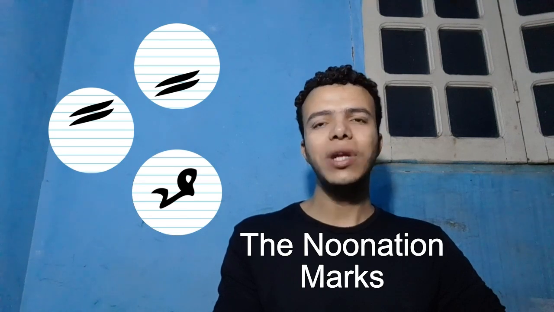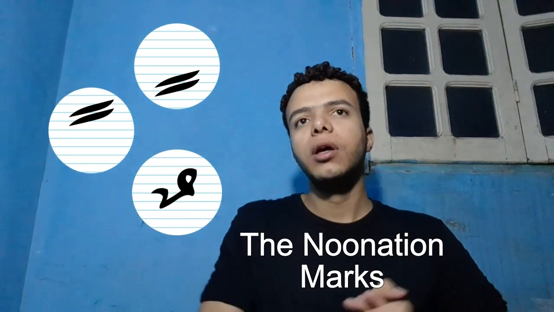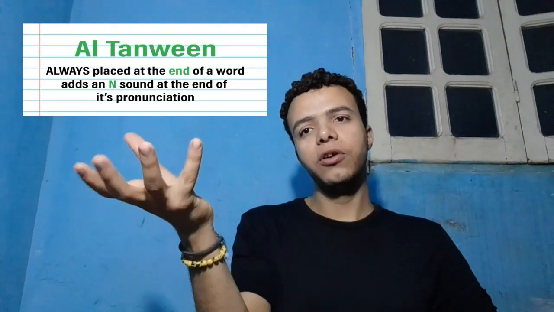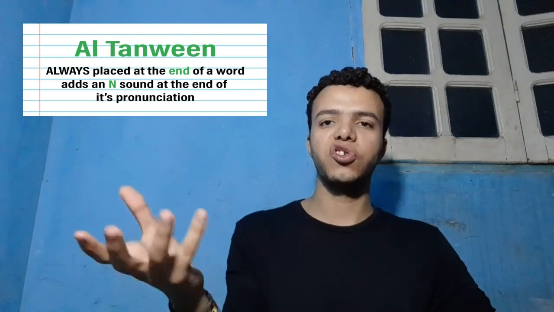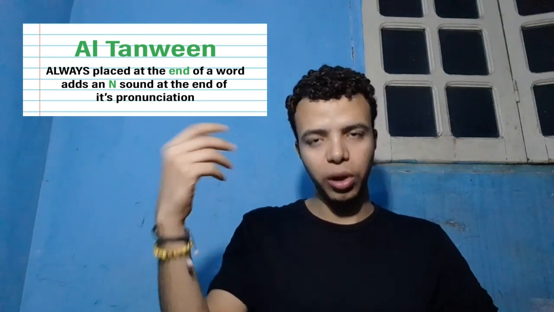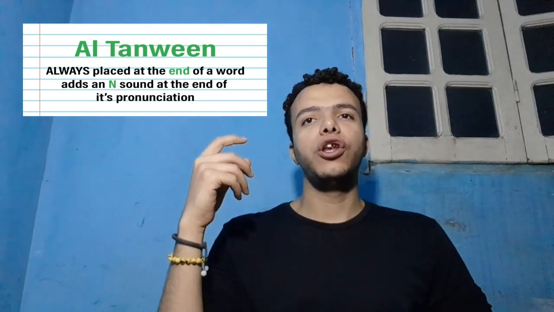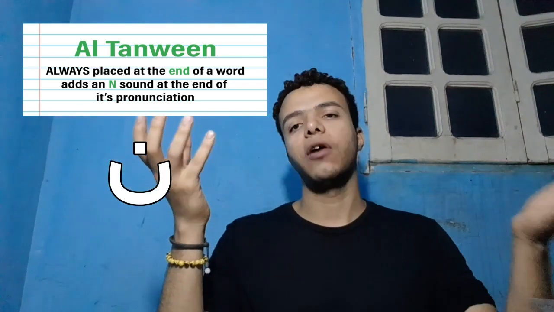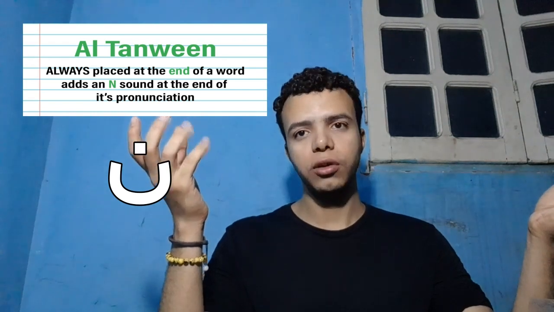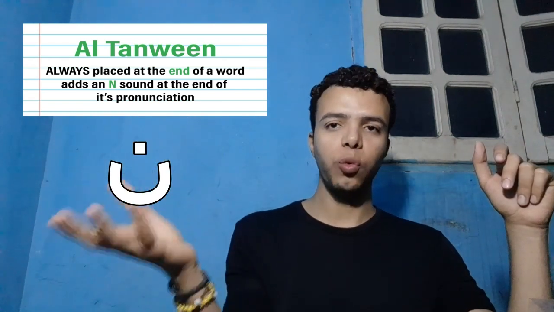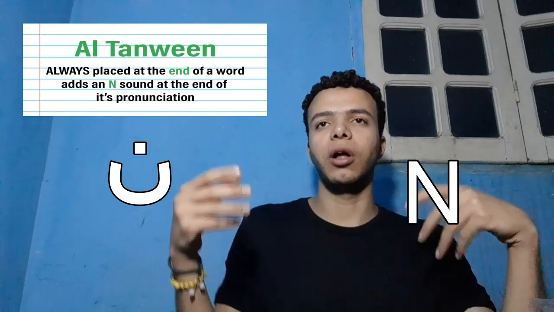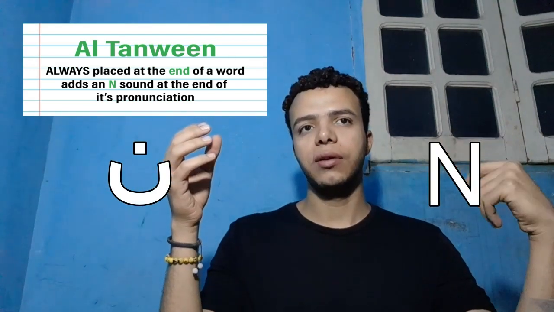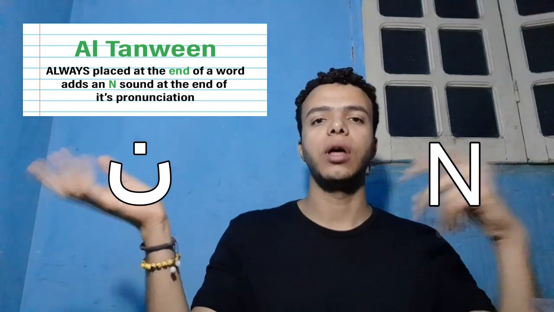It's one of 3 marks in a very little group called the Nunation Marks, if you will. In Arabic, it's called alamat al-tanween. Al-tanween here is the core mechanic these marks are using. They apply a noon sound at the end of the word. Noon here is this letter, equals literally the English N. So it applies the N sound at the end of the word.